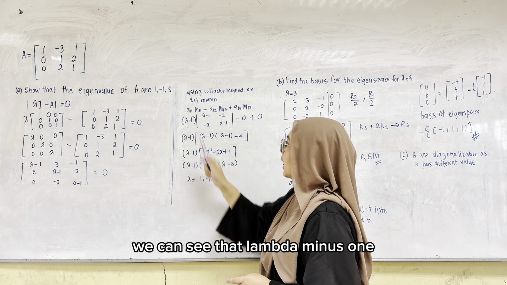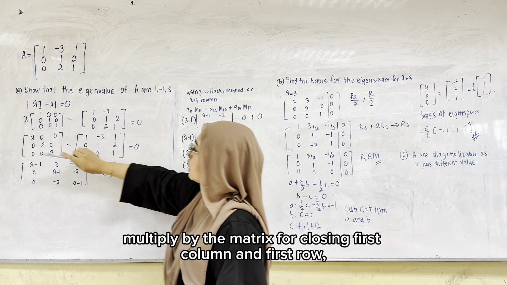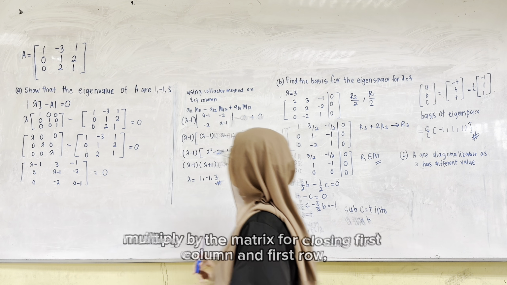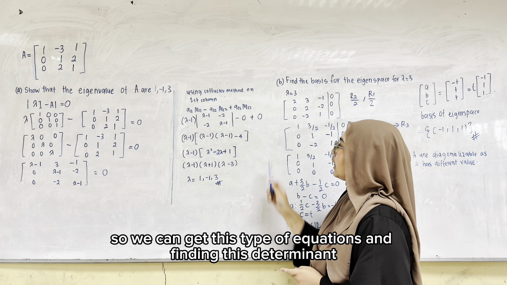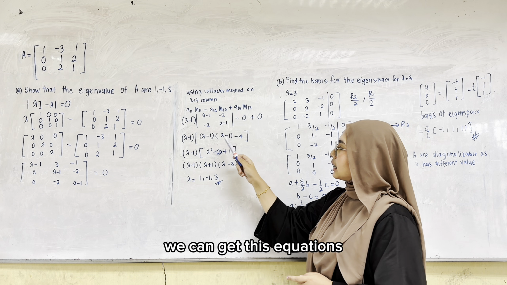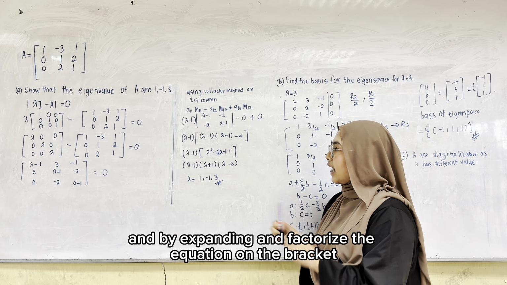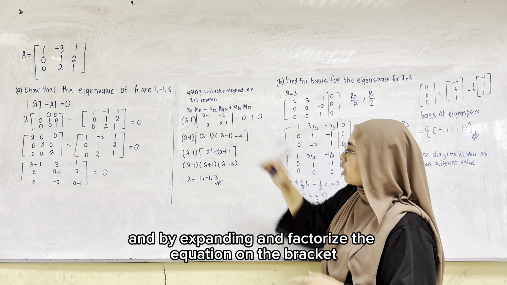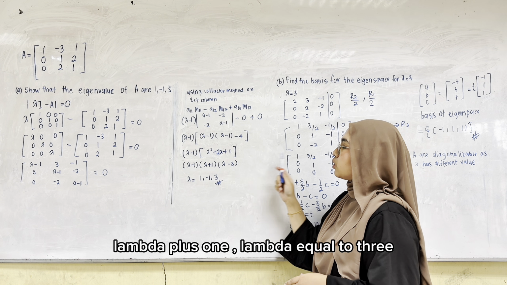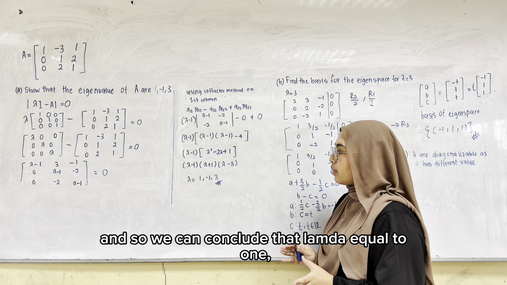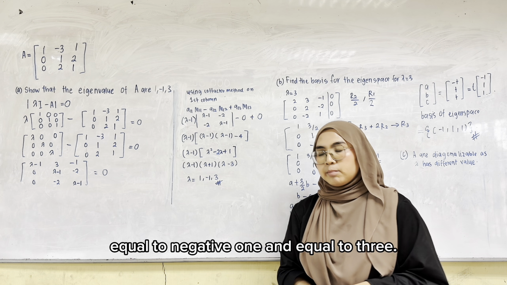So we can see that lambda minus 1 is multiplied by the matrix formed by removing the first column and first row. We get this equation, and finding this determinant, expanding and factorizing the right-hand side, we get lambda minus 1, lambda plus 1, lambda minus 3 equal to 0. And so we can conclude that lambda equals 1, -1, and 3.